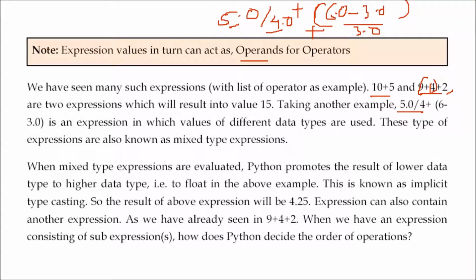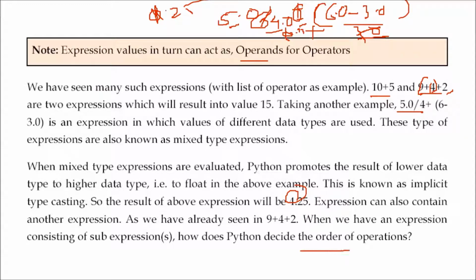Then we come to this sign. This plus will be computed at the last. 5 by 4, or 5.0 by 4.0, is nothing but 1.25. So this is 1.25, sorry, 1.25. 1.25 plus 3.0 is 4.25. This is how we get it. But as I said, first this will be done, then this will be done, then this will be done.